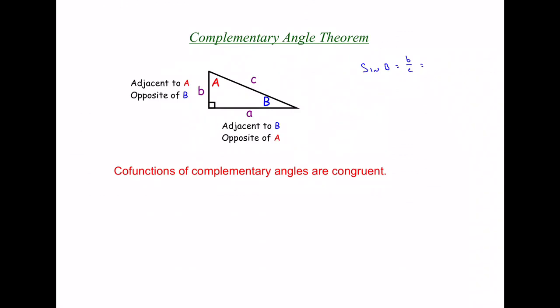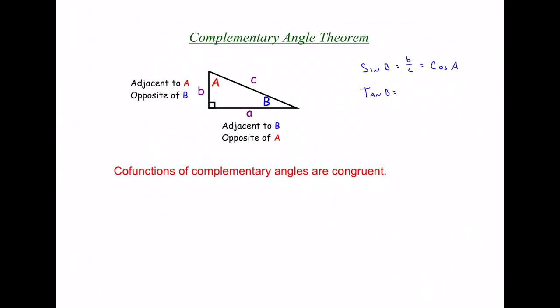What is another trig function that would give us that same ratio? Think about that. What's another trig function that would give us that same ratio? The one that would work would be cosine, but it'd be cosine of angle A. So cosine of angle A would be adjacent, which would be B over hypotenuse C. So they have the same ratio, but we're looking at different trig functions. Let's do another one. Let's do tangent of angle B.